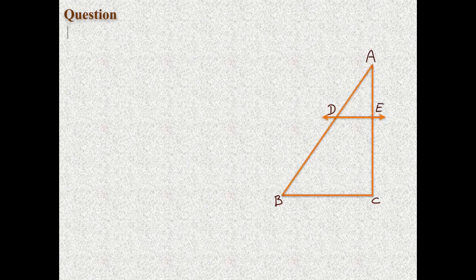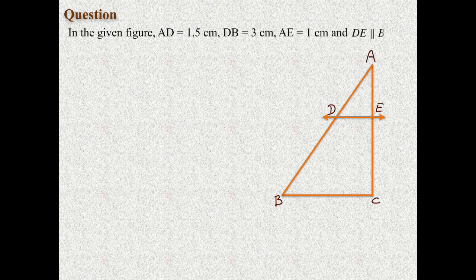Now, let us see a few questions based on the basic proportionality theorem. The first question says that in the given figure, AD is 1.5 centimeter, DB is 3 centimeter, AE is 1 centimeter, and DE is parallel to BC. And we need to find the length of EC.